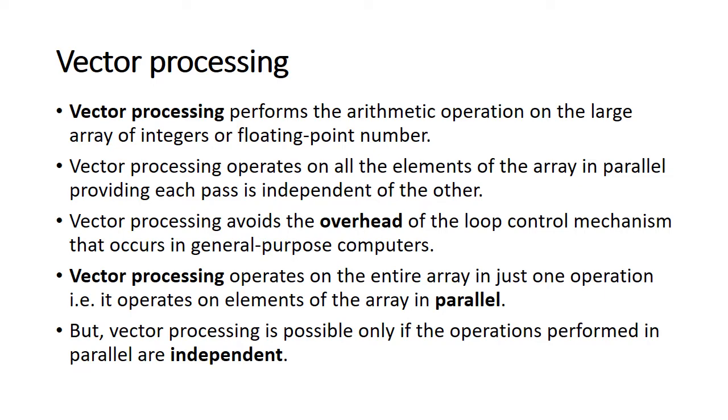Vector processing avoids the overhead. Overhead means something extra, or the extra load of the loop control mechanism that occurs in a general purpose computer. To avoid the overhead of processing loops and speed up the computation, some kind of parallelism must be introduced. Vector processing operates on the entire array in just one operation, and operates on the elements of the array in parallel. But vector processing is possible only if the operations are performed in parallel, and at the same time the elements are independent.